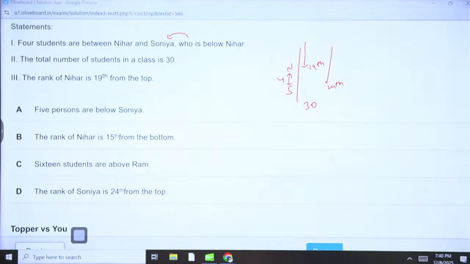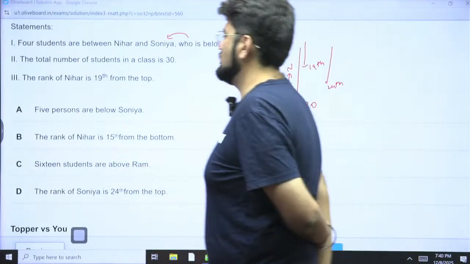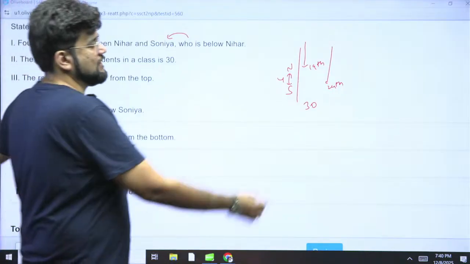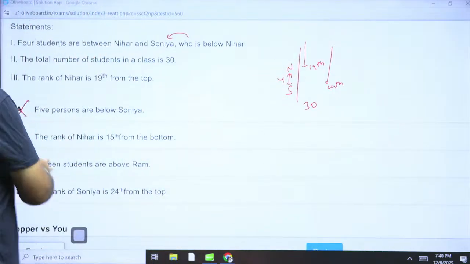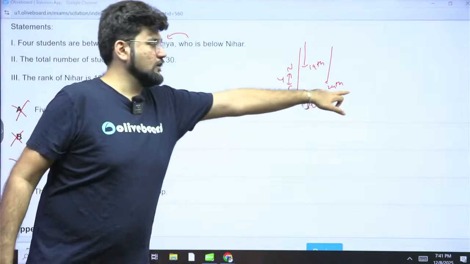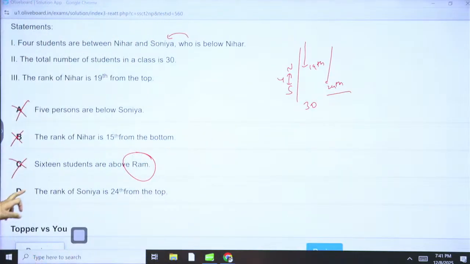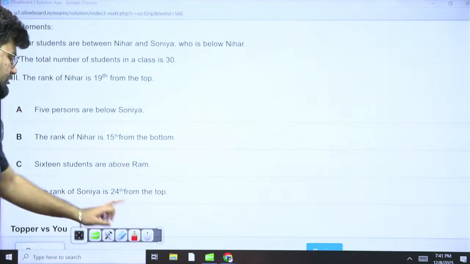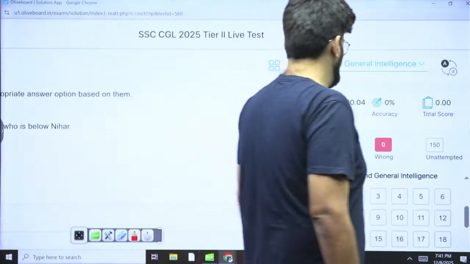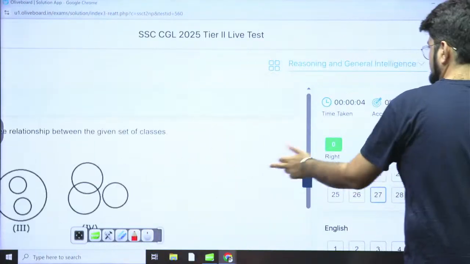You need to check which of the following is correct. 5 persons are below Sonia. No, they are not. 6 persons are below Sonia. Rank of Nihar is 15 from the bottom, is it? 31 minus 19 is nowhere near 15, so no. 16 students are above Ram. Who's Ram? There's no Ram in the picture. Rank of Sonia is 24th from the top. That we have already calculated. So option D is the correct answer. Cool. 58 seconds. Too much. Too much time.